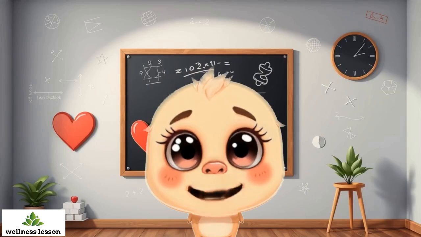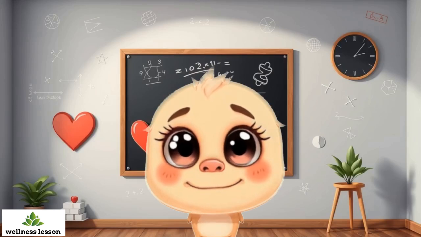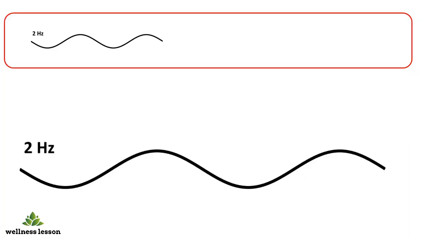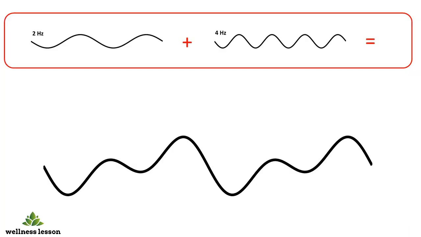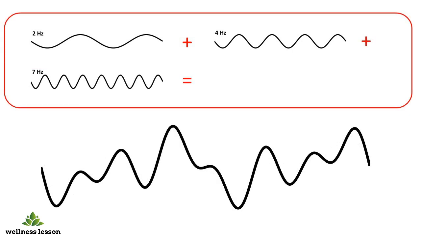Let's proceed by adding more signals. Previously, we discussed sine waves at 2 Hz and 4 Hz, which, when combined, produce a specific waveform. Now, let's add a third sine wave at 7 Hz. The resulting waveform is the summation of the 2 Hz, 4 Hz, and 7 Hz signals.